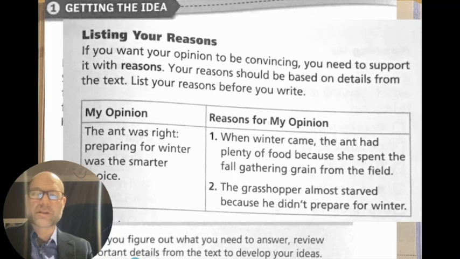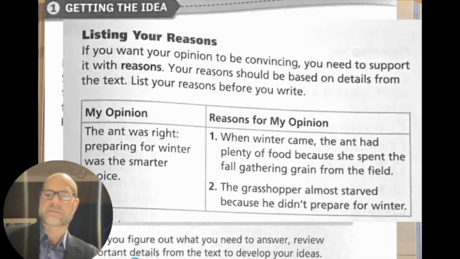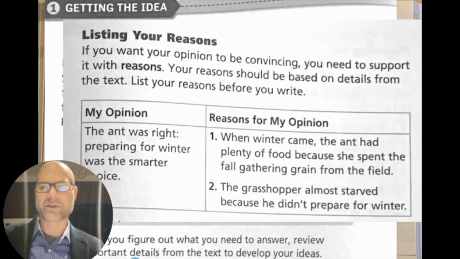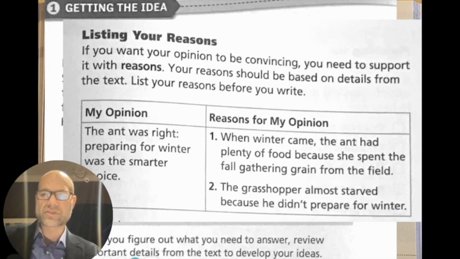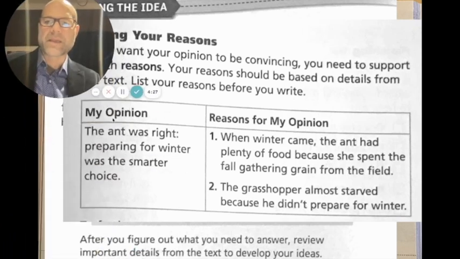Now, if you want your opinion to be convincing, you need to support it with reasons. You have to do more than just say what your opinion is. You have to back it up. And these reasons should be based on details from the text. List your reasons before you write. And what this student would have done is planned his or her writing in a spiral notebook or some kind of scrap paper, right? My opinion, the ant was right. Preparing for winter was the smarter choice.